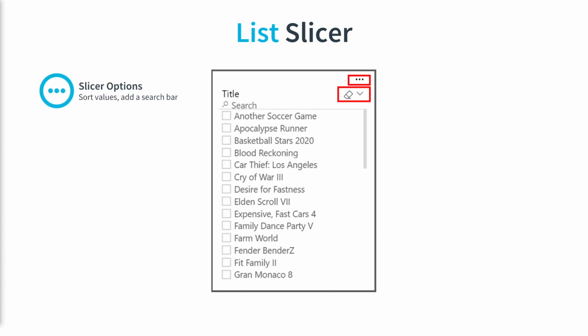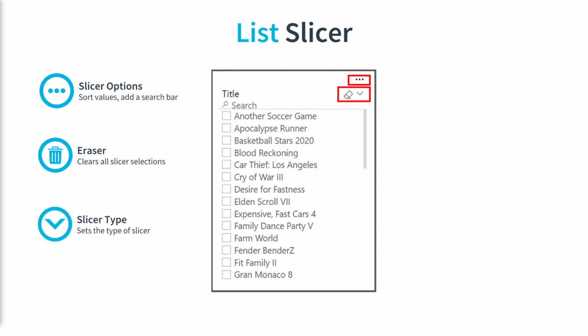The 3 dots allow you to change the sorting order of the slicer or add a search bar so that users can search for an item using free text. Just like filter cards, the eraser icon just clears all the selections that are made in the slicer. And finally, the caret icon, which looks like a V, allows you to change the style of the slicer. For example, if you were concerned about space and prefer to have a drop-down slicer instead of a full list that takes up a lot of space, you can change between the two using the caret.